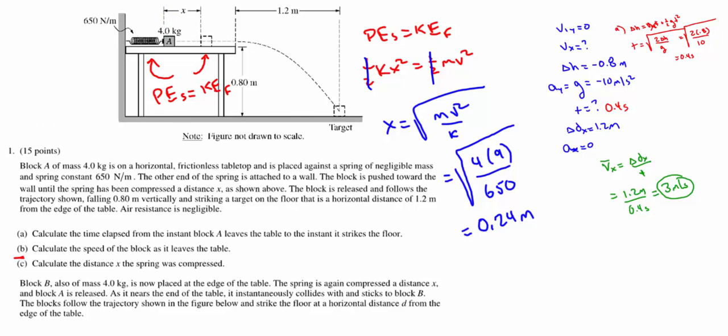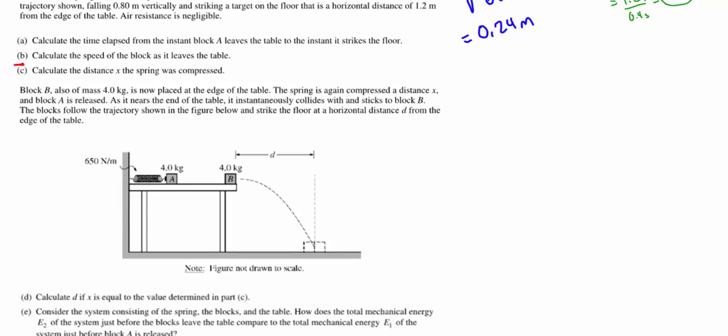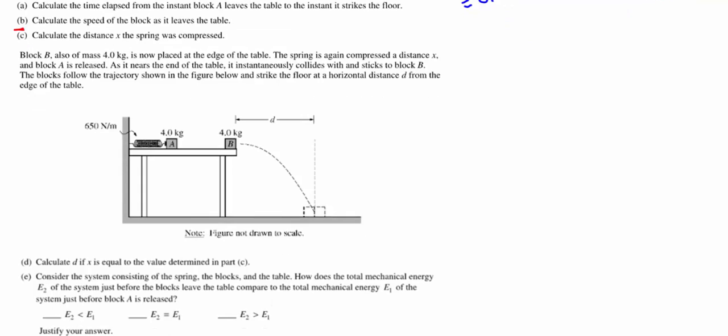Now we're going to take a new block, and we're going to take it at the end of the table, and we're going to have block A collide into block B and then fall down, and the distance it travels forward will be less because its forward velocity is less. So for D, we want to calculate the distance it travels if the original x compression is the same. Basically, that means everything up until the point of impact is the same, which means vA is still going to be 3 meters per second.